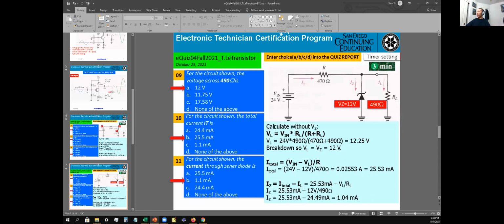Yeah, first thing you want to do is calculate without the Zener diode first, okay? By applying the voltage divider, it will yield about 12.25. At this point, the Zener diode will go into breakdown, and so whatever is more than the Zener voltage is ignored. The Zener diode only gives out a 12 volt output.